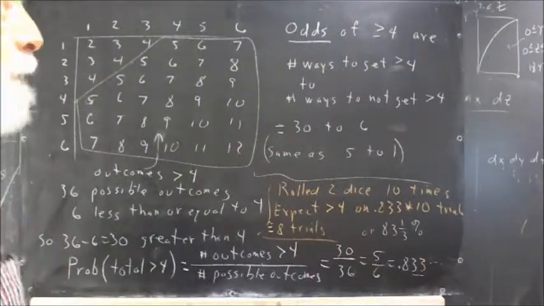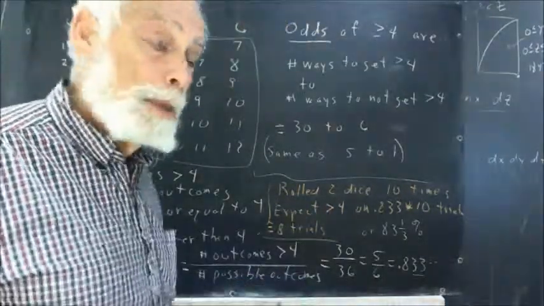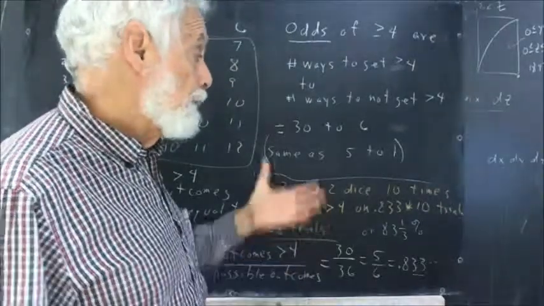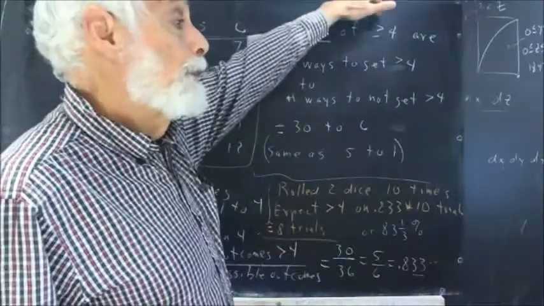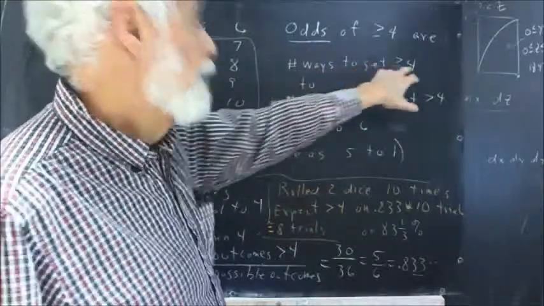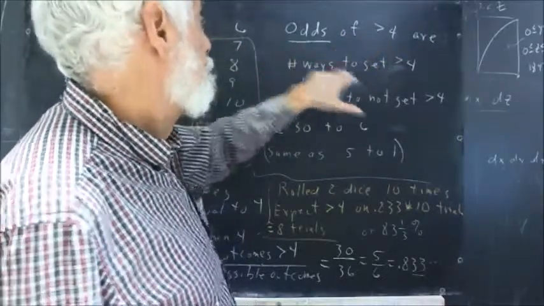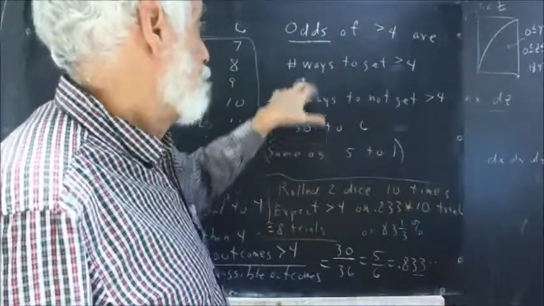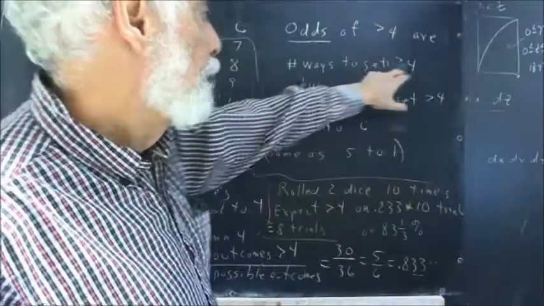Now we also look at the idea of odds. Odds are a little different than probability, and they're often confused. So we want to make sure we understand from the very beginning the distinction between odds and probability. The odds of getting a number greater than 4 are what? Well, I've got greater than or equal here, it should be greater than. We say the odds are the number of ways to get greater than 4 to the number of ways to not get greater than 4.